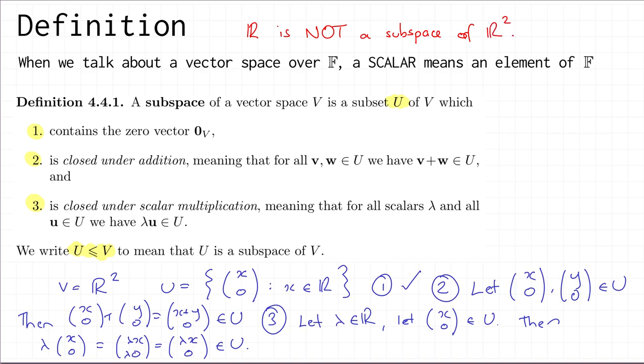I mean, R is not even a subset of R squared, so it can't even get to the very first part of the definition, which talks about a subset U of V. So since R is not a subset of R squared, it cannot possibly be a subspace.